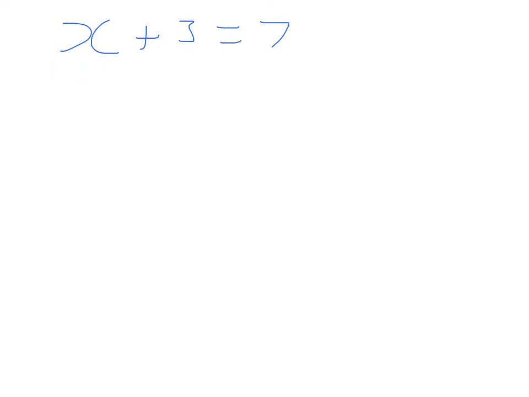We want to eliminate this plus 3, and how we do that, like we did before, was we performed the opposite operation. So since we have a plus 3, what we're going to do is subtract 3 from both sides of the equal sign.